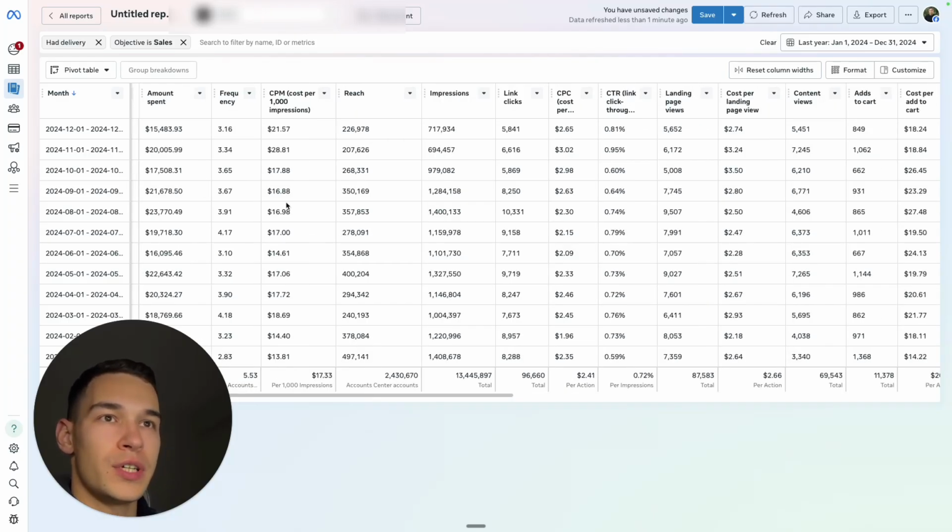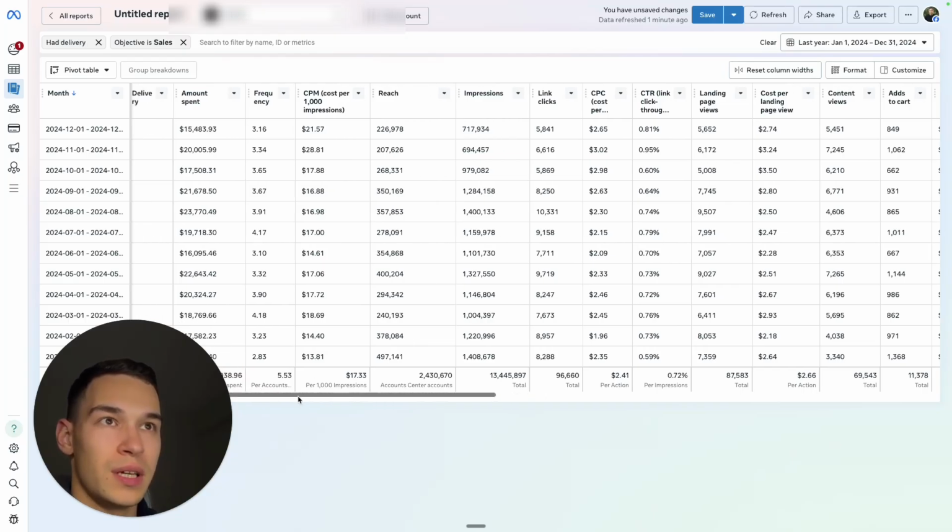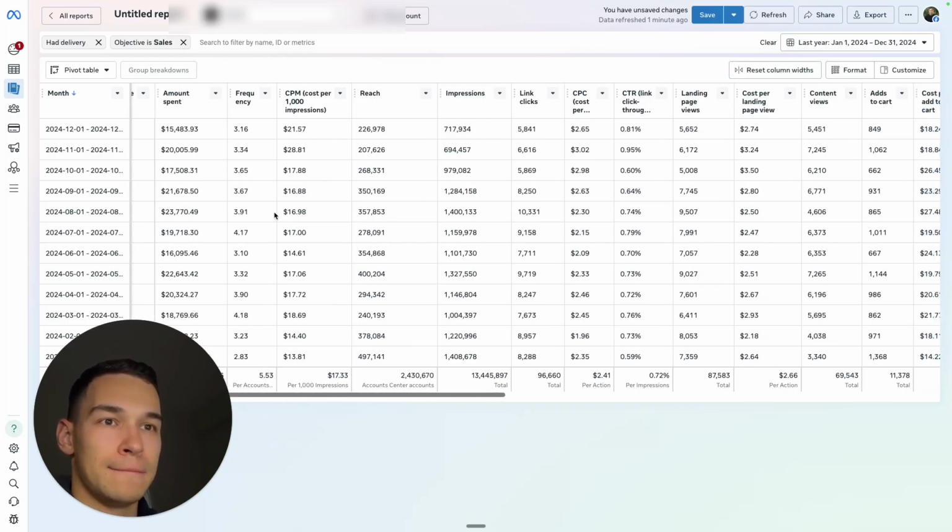Again, last year, if you check, the CPM on average was 17 bucks. This year is on average higher. And in October, still low, 17.8. The average frequency was 5. It's still high, I would say. 100% is high. But I mean, it's not that high. For this brand, with a higher AOV, that's normal frequency.